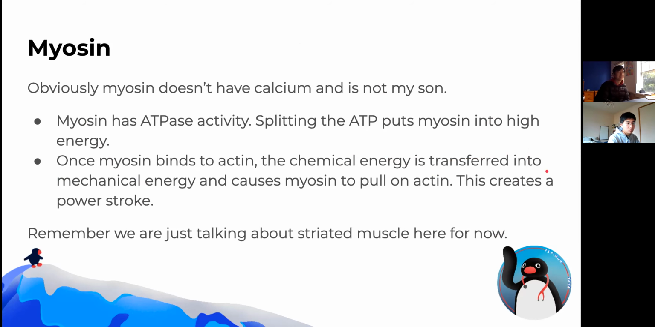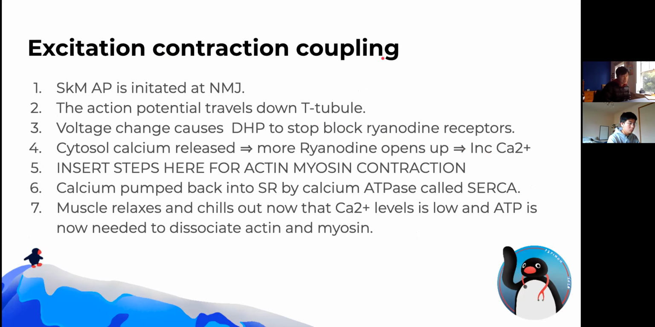Okay, so excitation-contraction coupling. This is really important. Michael will tell you, when you have active learning or activities, you've got to figure out these steps. And it is really important. So firstly, we start off with skeletal muscle. An action potential is initiated at the neuromuscular junction, right? So depolarization occurs, and this action potential then travels down the T-tubule.